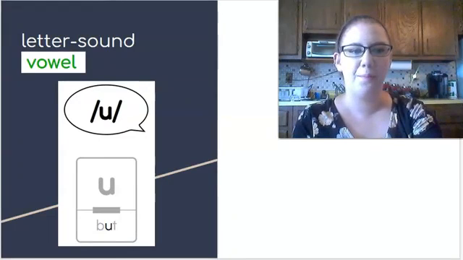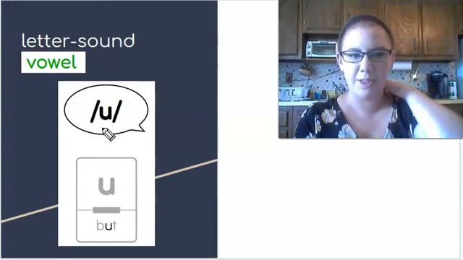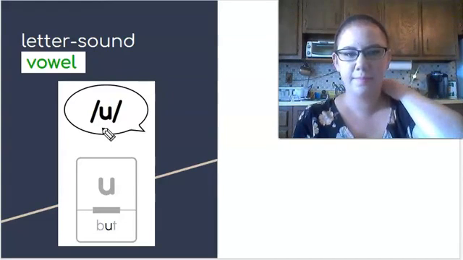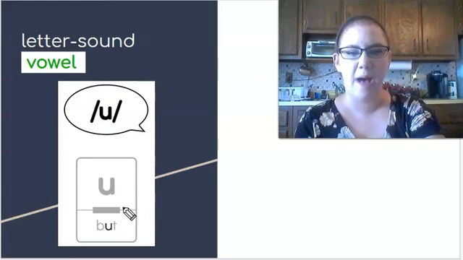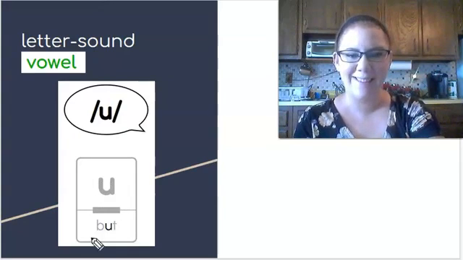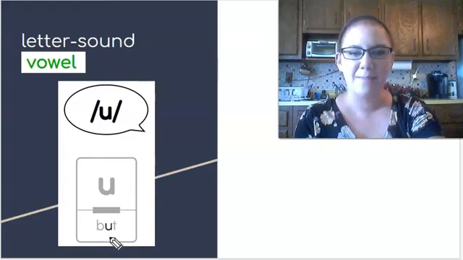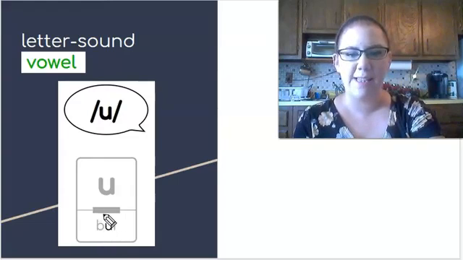One more vowel. What is this vowel sound? This vowel sound is uh, and the sound is spelled with the letter U. You got it. As in but. This power bar is not very long, but it looks like it's still pretty often spelled with a U.